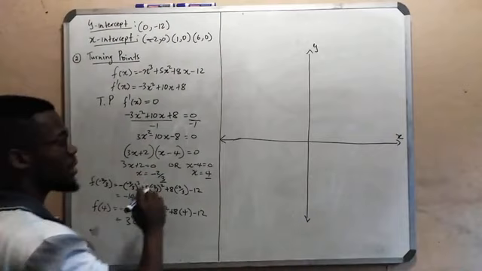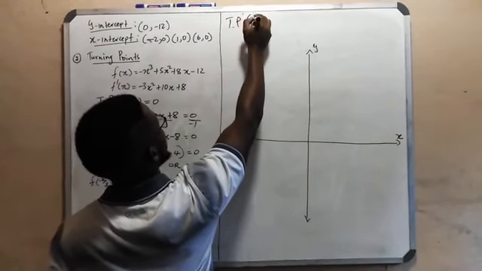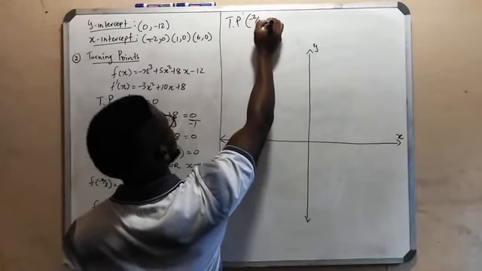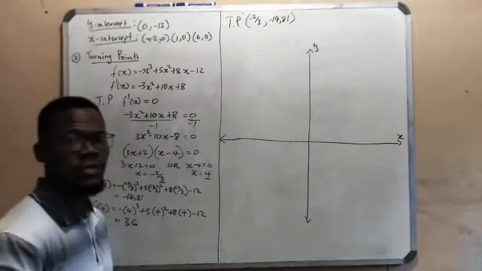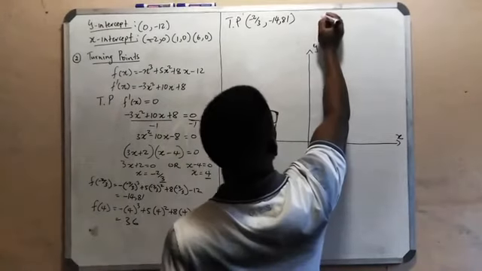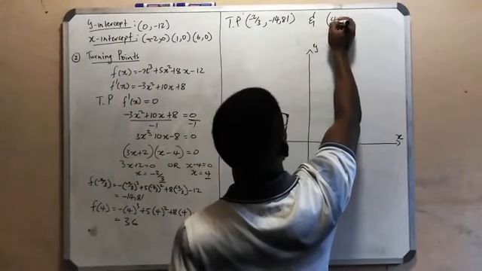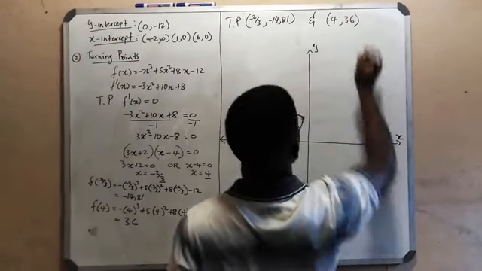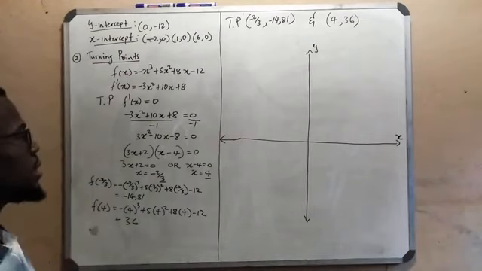So in other words, our turning points, let me write it up there. We have minus 2 over 3, minus 14.81. That is the first turning point. And positive 4, positive 36. That is the second turning point.